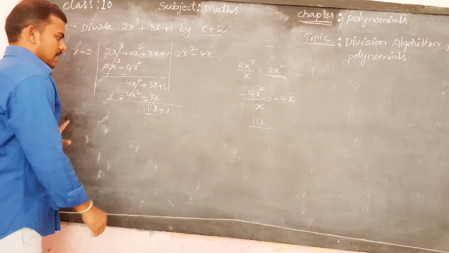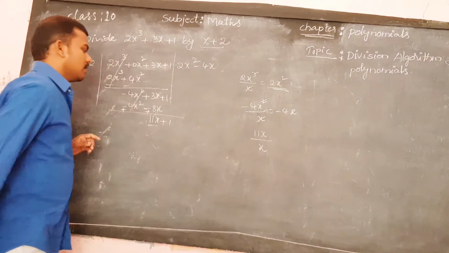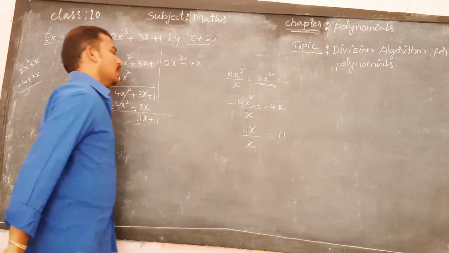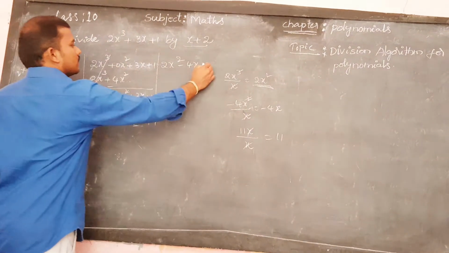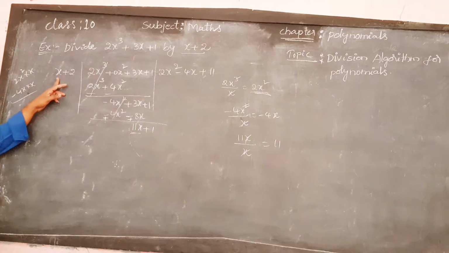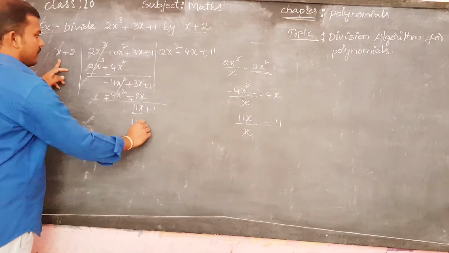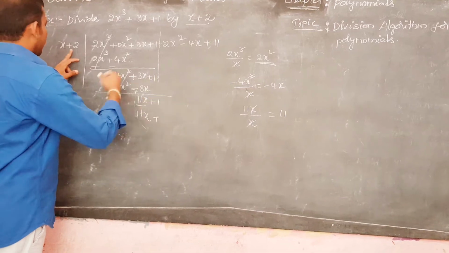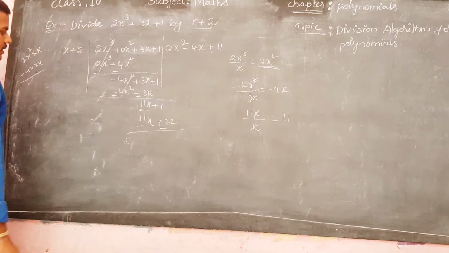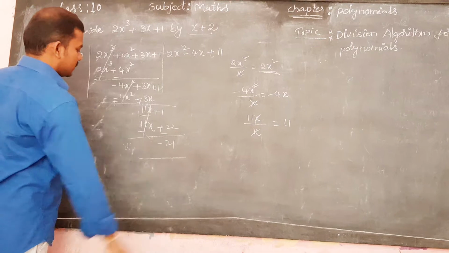The highest degree term is 11x. It is divided by the highest degree term in the divisor, x. The x gets cancelled, that is equal to 11. So 11 in the quotient is multiplied by each term of the divisor: 11 into x is 11x, 11 twos are 22. Subtracting, 11x will cancel, so minus 21 is the remainder.